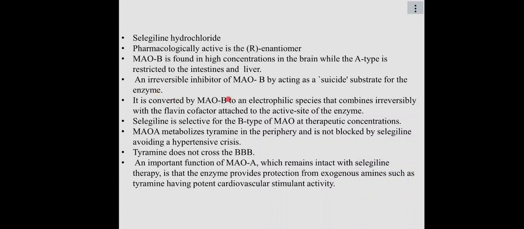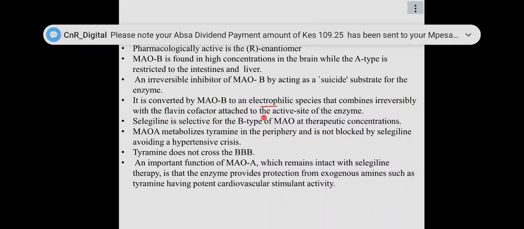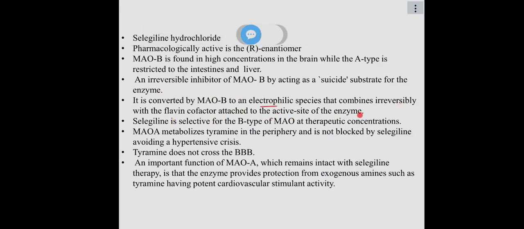It is converted by monoamine oxidase B to an electrophilic species that combines irreversibly with the flavin cofactor attached to the active site of the enzyme. So again, just as we talked earlier, there are enzymes that also require cofactors. Remember the decarboxylase enzyme; we talked about the tyrosine cofactor. So that's just a cofactor. This one uses the flavin cofactor for it to have maximum activity.